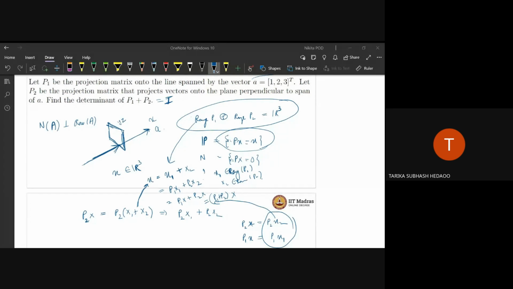For P1, I took out the projection matrix: A times the inverse of A transpose A, times A transpose, and we get the projection matrix P1. And for P2, I took out the basis for the plane x plus 2y plus 3z, and then I got the two vectors. And then I used the formula for the projection matrix for multidimensional, and then I got P2. And when I add them up, I got the identity matrix.